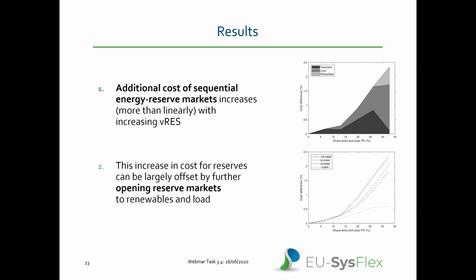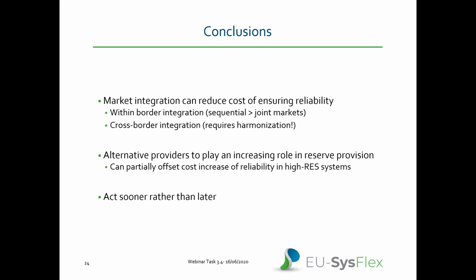So then to wrap up, some takeaways, 3 main ones. What we found is that, unsurprisingly, market integration can reduce the cost of ensuring reliability in highly renewable systems. As I showed on the slides just before, within border integration, we see the effect of sequential to joint markets. But then in chapter 6, we also explored the potential for cross-border integration, noting that there, of course, is the additional challenge of harmonization.